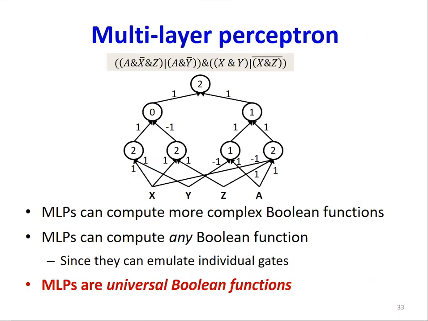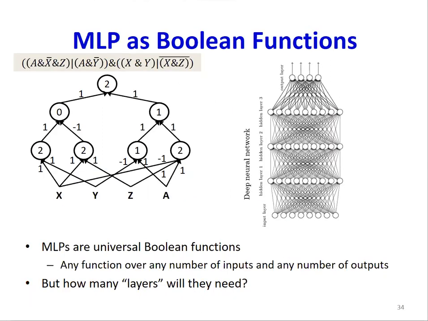Anyway, because perceptrons can compute Boolean gates, MLPs, which are networks of perceptrons, can compute any Boolean function because they emulate individual gates. So MLPs are universal Boolean functions. But if you look at the MLP for this particular ugly function, it has 1, 2, 3 layers, right? Or more generally, you would expect it to have many, many layers. But if an MLP is a universal Boolean function, what is the minimum number of layers that the MLP must have in order to compute any Boolean function? Does anyone want to guess?